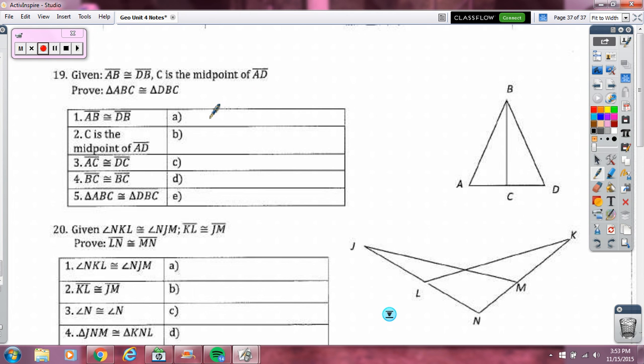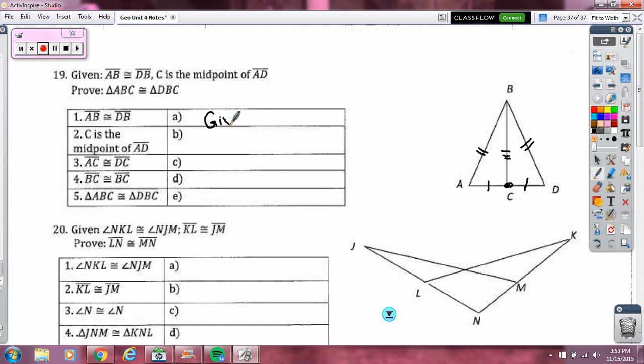Proofs. It's not too bad. Remember, start by putting all your information in the picture. So AB and DB are the same size. There's AB, there's DB. C is the midpoint of AD, so if this is right in the middle of A and D, those would be equal sizes, and then they share that guy in the middle. So already from putting the markings in the picture, I'm thinking I'm going to use side, side, side at some point.